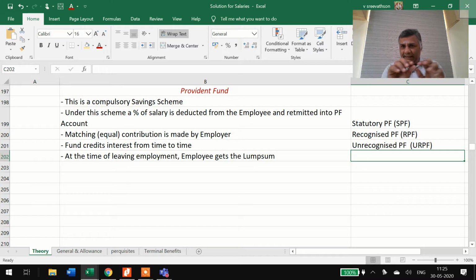I cannot write like that in the Excel. In the Excel, it will be in the notes, but in the notebook, if it is so, you will easily catch up with the concept. Particulars, the first column, all are equal columns, don't worry. Statutory provident fund, recognized provident fund, unrecognized provident fund. The abbreviations also, if you want, you can write there itself: SPF, RPF, URPF.